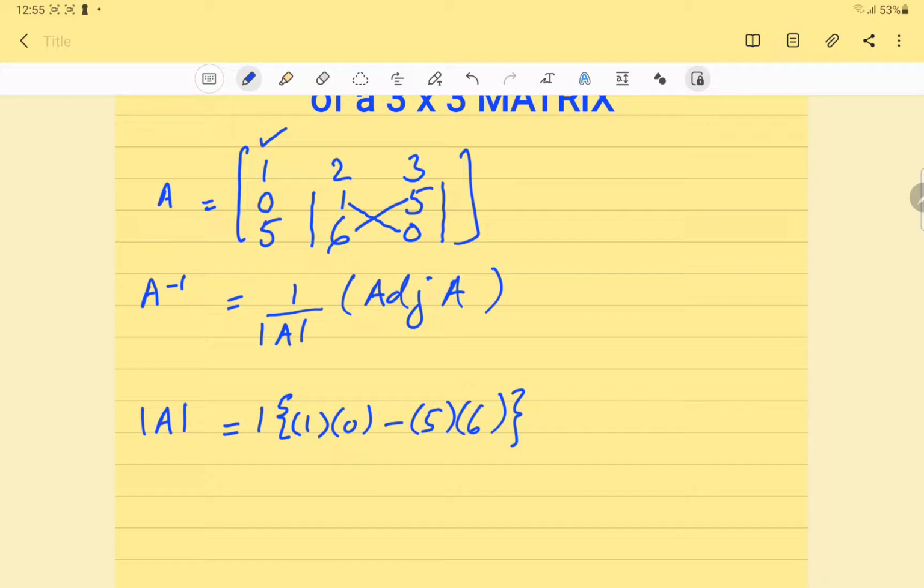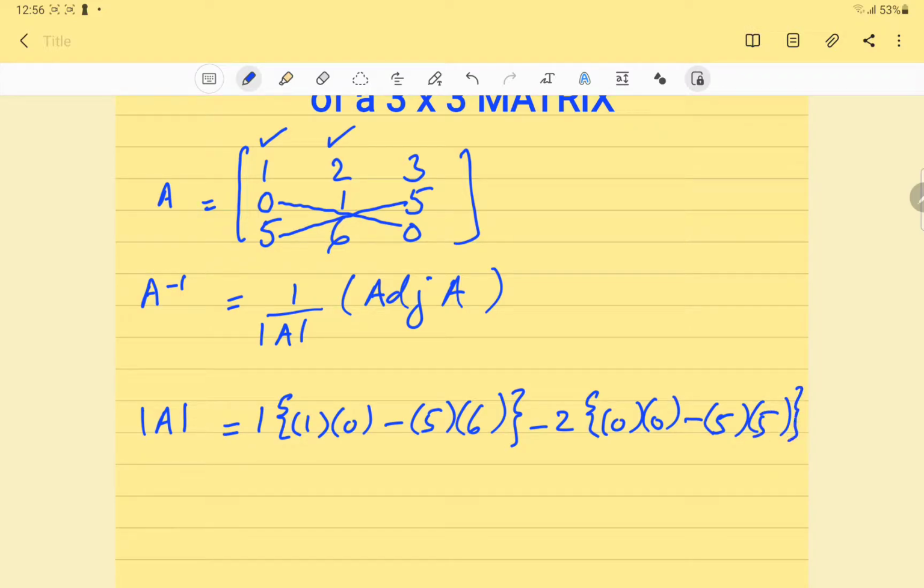then we will take the second entry of the first row, which is 2, we will write here minus 2, multiply by, we will multiply these two, 0 into 0 minus, we will multiply this with this, so 5 into 5, okay. Now we go to the third one, plus 3 into 0 into 6 minus 1 into 5.